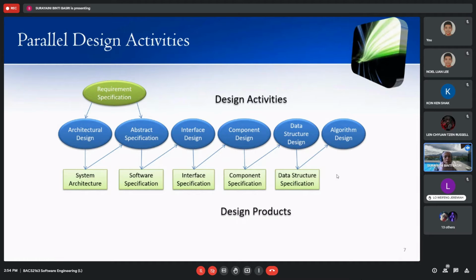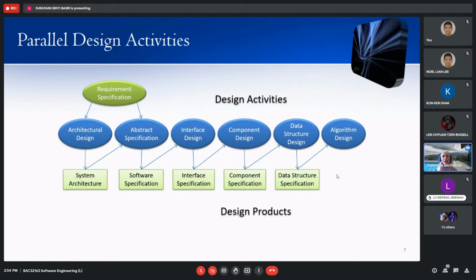If not, then you will need to output some error handling. But if it is okay, then you can proceed to the next step, which is to add the two inputs. So that is the algorithm design.